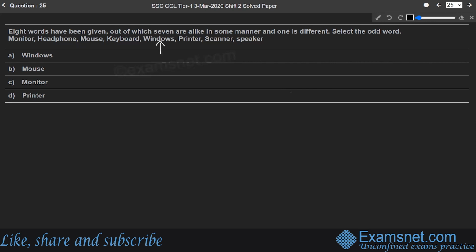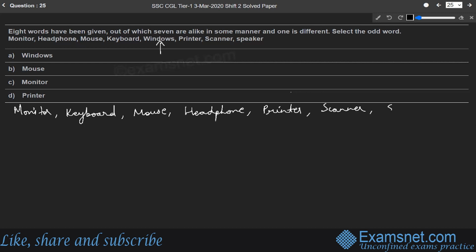If we notice carefully, monitor, keyboard, mouse, headphone, printer, scanner, and speaker. All these are output devices and they are physical in nature.